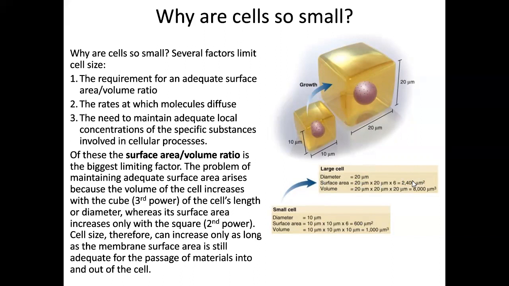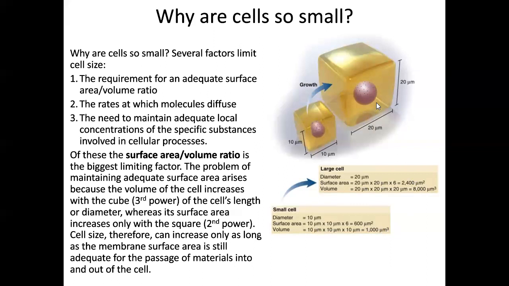Okay. More importantly is what happens to volume. As the small cell, the volume is 10 times 10 times 10, 1,000. Now, the volume doesn't go up 4 times. Instead, it goes up to 8,000. That's 8 times. So what's happening is the inside of the larger cell is getting super big to the point where the surface area is not able to keep up.